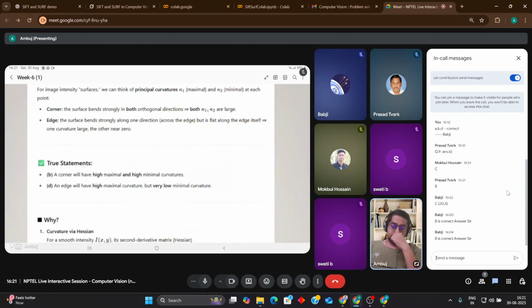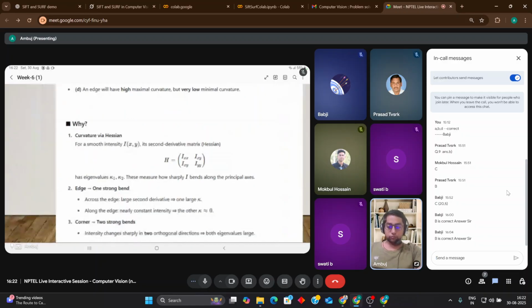The surface will bend strongly in both orthogonal directions in the case of your corner. In the case of your edge, the surface bends strongly along only one direction. It is flat along the edge itself. One curvature is large, the other one is nearly zero. So the two statements are B, corner will have high maximal and high minimal curvatures, and D, an edge will have high maximal curvature but very low minimal curvature. Why?